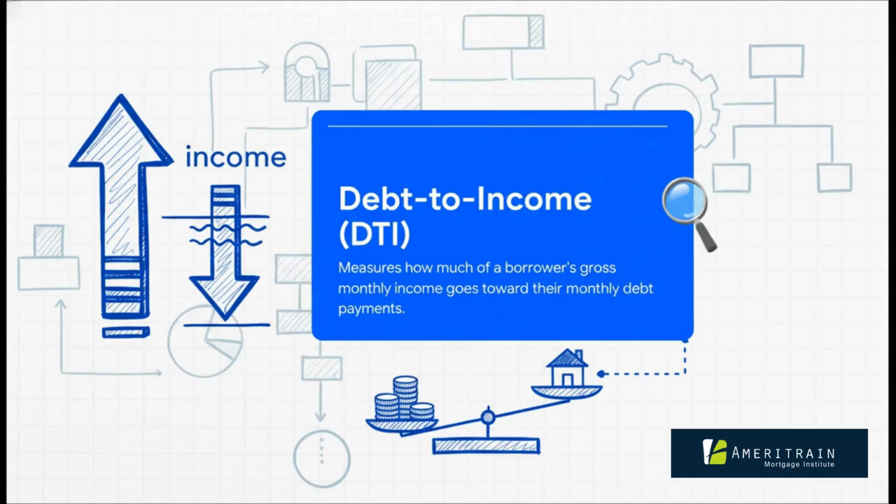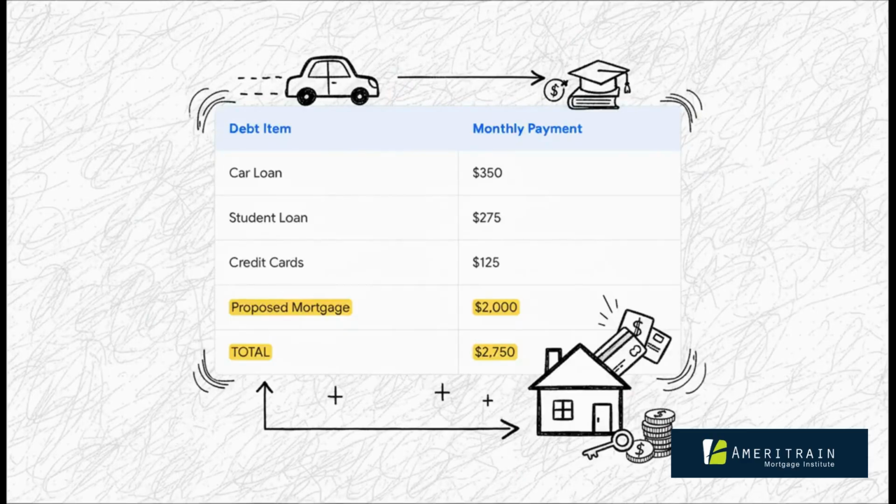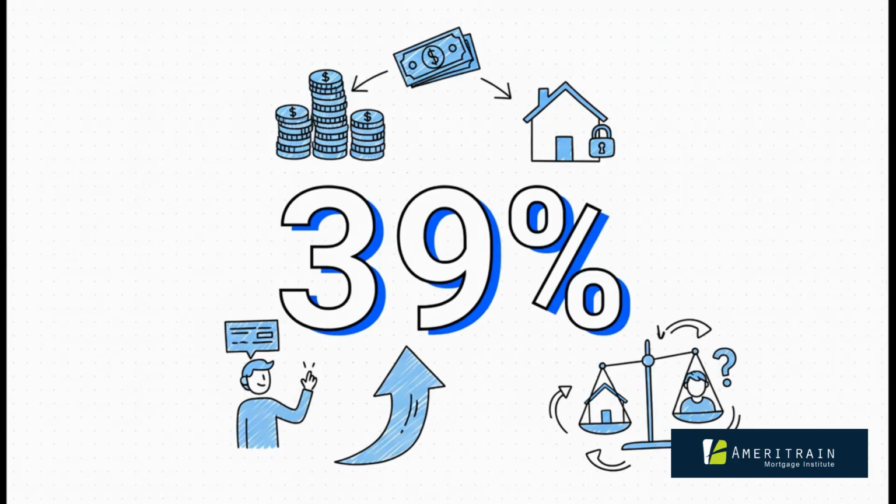This is what builds the other half of that qualification picture. This ratio tells a lender exactly what chunk of a borrower's monthly income is already spoken for before they even think about the mortgage. To figure it out, we just add up all their recurring monthly debts. So for our guy Marcus, that's his car loan, his student loan, his credit cards. And here's the really crucial part. You have to include the proposed new mortgage payment. That brings his total monthly debt to $2,750. Then you take that total debt and you divide it by his gross monthly income, which is $7,000. And that gives us a debt-to-income ratio of 39%.